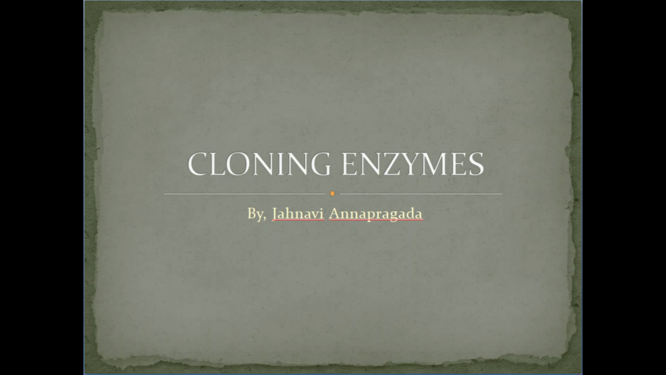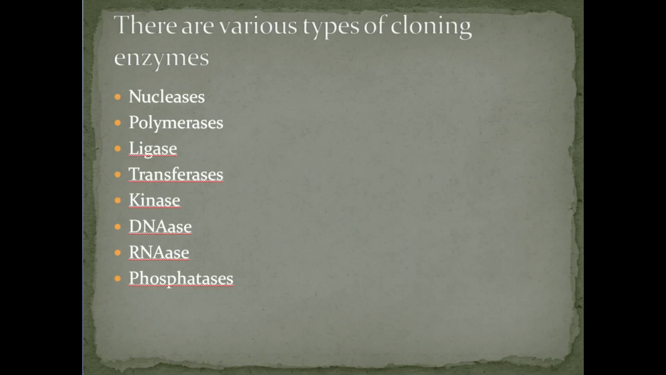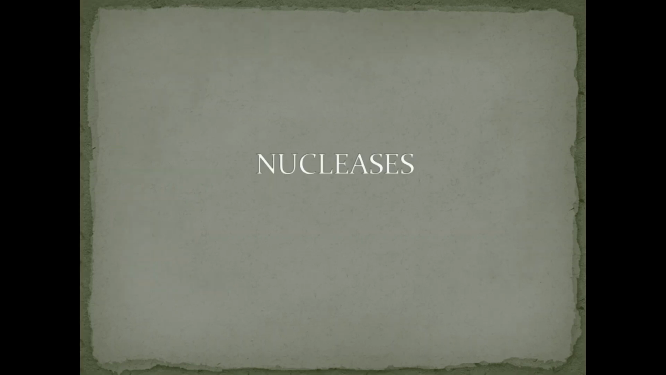Today we are going to discuss various cloning enzymes. Gene cloning is the process in which a gene of interest is located and copied out of all the DNA extracted from an organism. There are 8 types of cloning enzymes: nucleases, polymerases, ligases, transferases, kinases, DNases, RNases and phosphatases. Let's now look at a brief discussion regarding nucleases.